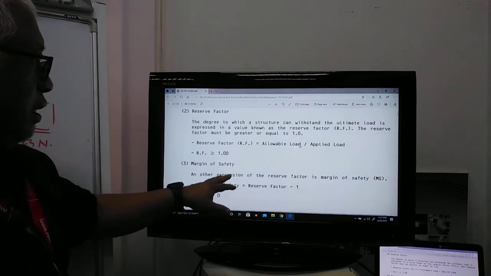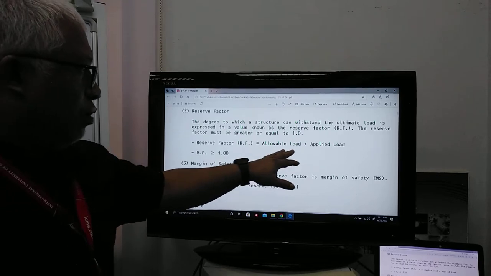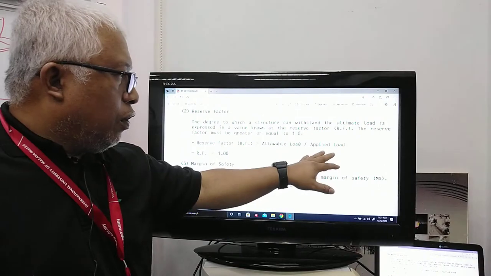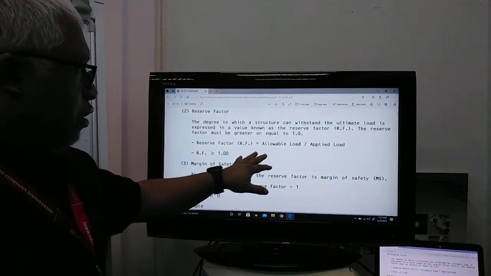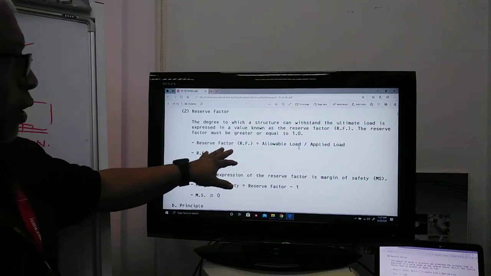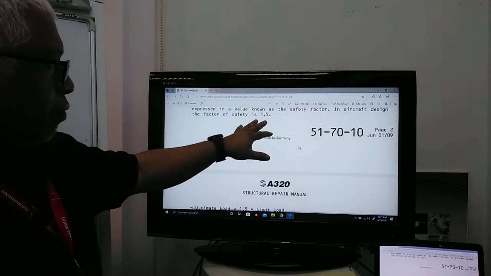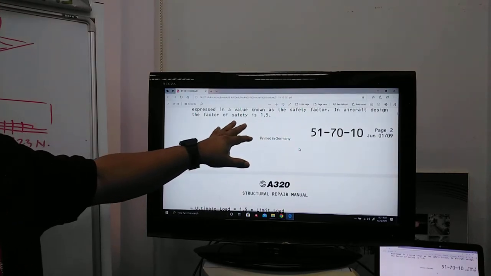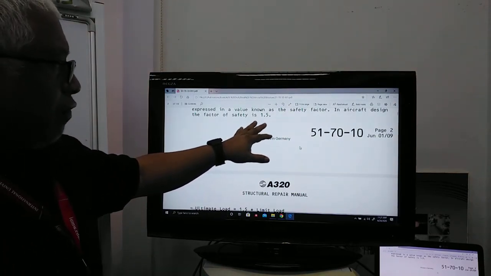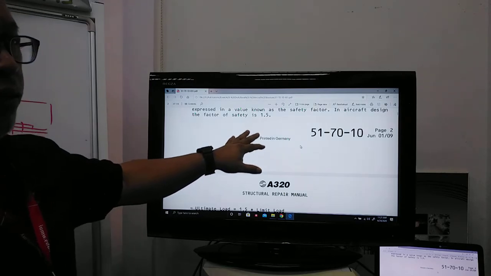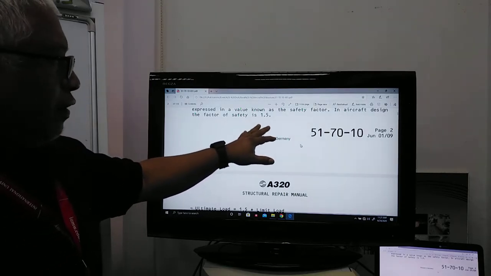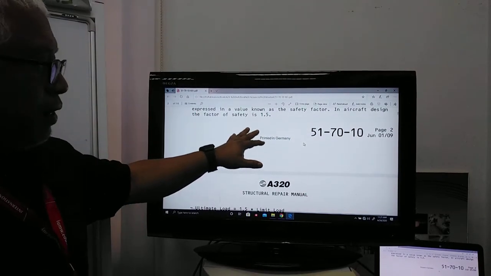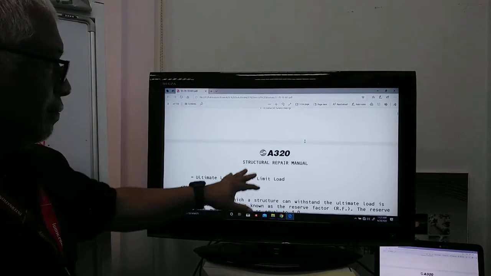The reserve factor is the allowable load, meaning whatever load you design to, over whatever load is applied, and the reserve factor should be 1.0. But the design requirement only talks about 1.5. So Part 25.303, CS 25, paragraph 25.303, talks about the factor of safety, which is that all aircraft structure design must meet the 1.5 factor of safety.